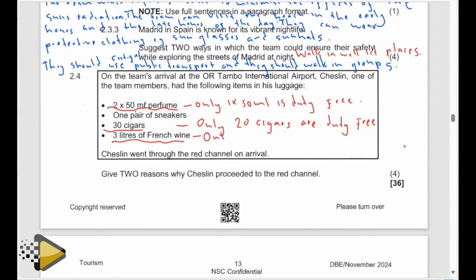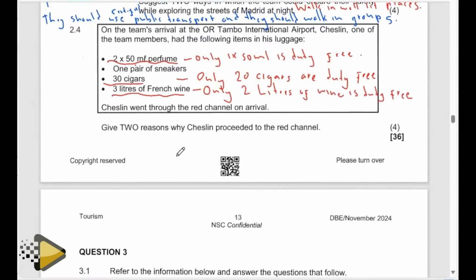So only 2 liters of wine is duty-free. So only 2 liters instead of the 3 liters is duty-free. So this tourist has to go through the red channel in order to declare the goods which are not duty-free. So give 2 reasons why Shailene proceeded to the red channel. So we have already stated these reasons.